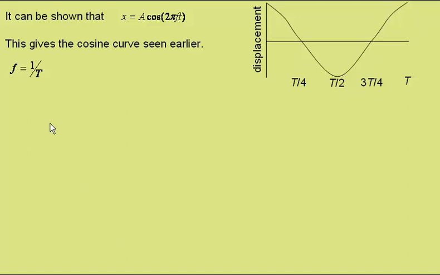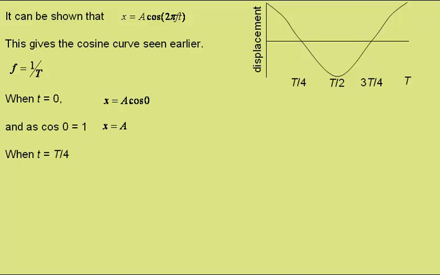Now, also taking into account that frequency is equal to 1 over time period, we'll just look at a few points. When t equals 0 at this point, this term equals 0, and we end up with x is equal to a cos 0. As cosine of 0 is equal to 1, that gives us x is equal to a, so the displacement is the amplitude, which is what we have here.